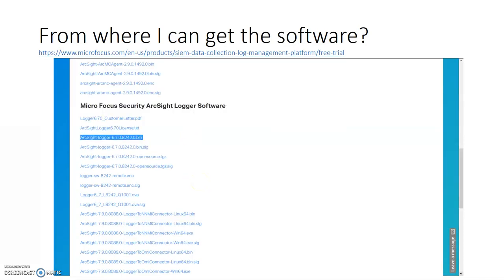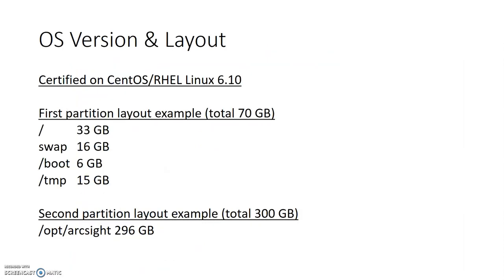So if you scroll down, you will go to the ArcSight Logger 6.7.0. This is the 8242 build version. Actually, there is another patch or version after this one, 6.7.1, but it's not available here for some reason. So this is fair enough for us. We can start download, and then we'll go now for the preparation for the operating system.